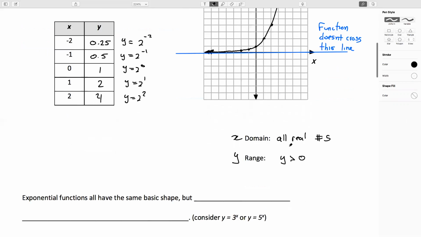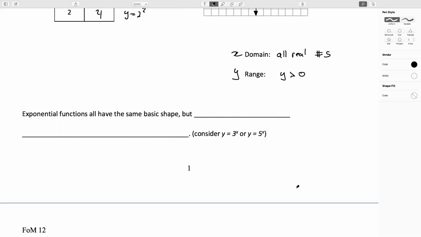Exponential functions all have the same basic shape, but, and this is not a technical term, I usually call it the steepness, which isn't really a word, but it describes the situation. The steepness depends on a.